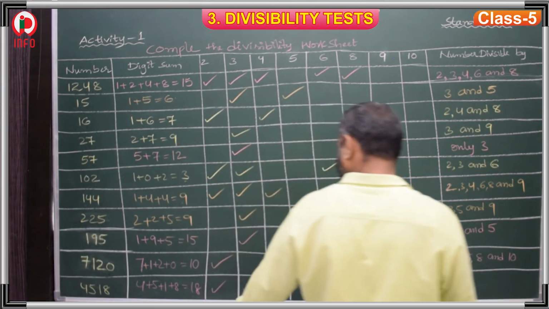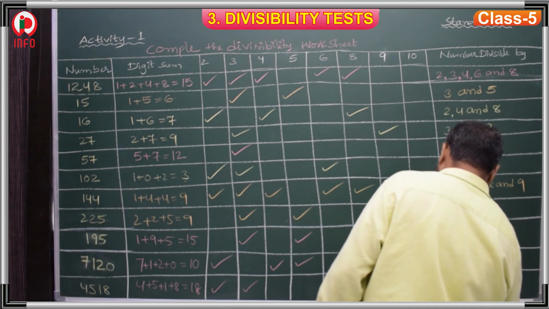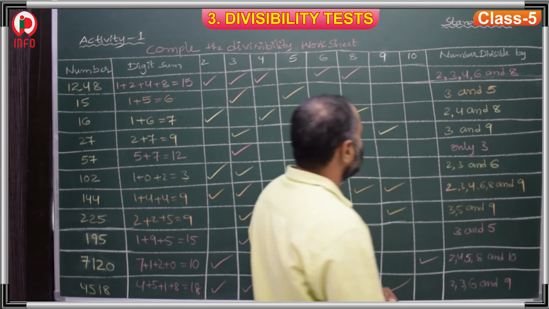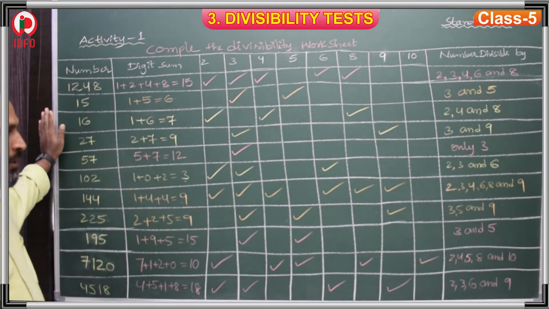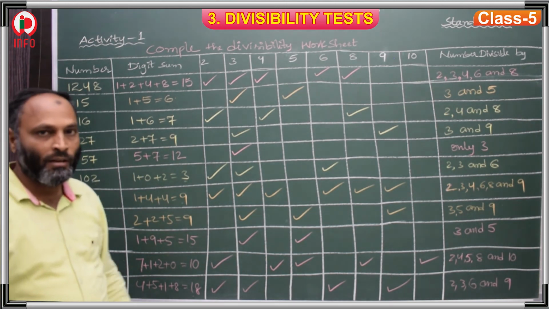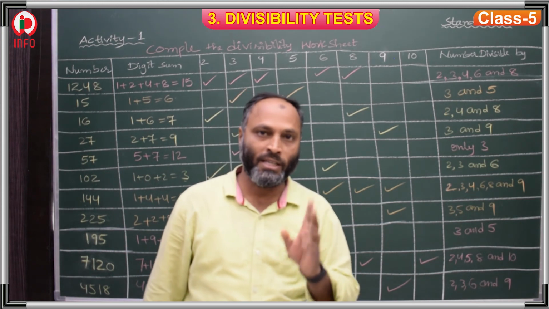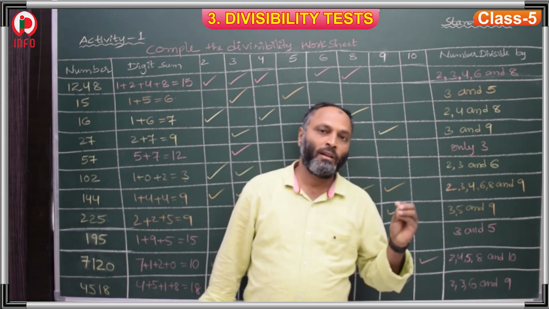Then here, 2, 3, 6 and 9. For this, there were more questions in your textbook. Those remaining questions you have to do as your homework. Apply your divisibility test and check in which table it is divisible by that number or not.